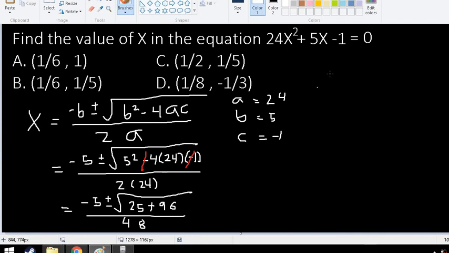And 25 plus 96 is... 6 plus 5 is 11. 9 plus 2, 11. We get 121. And the square root of 121 is 11. So, I'm just going to put it here: negative 5 plus or minus the square root of 121, which is 11, all over 48.